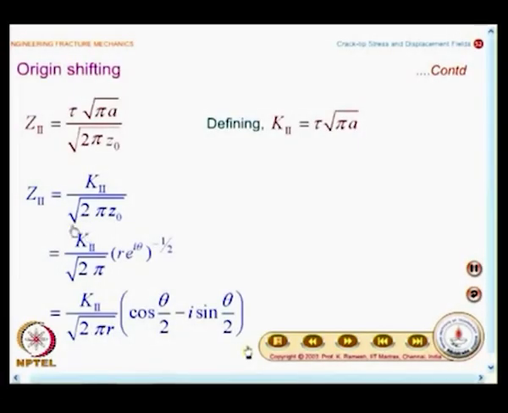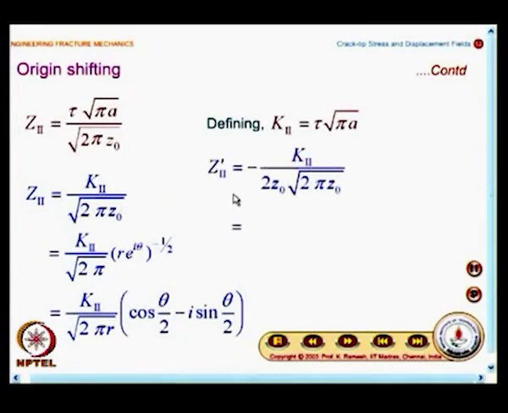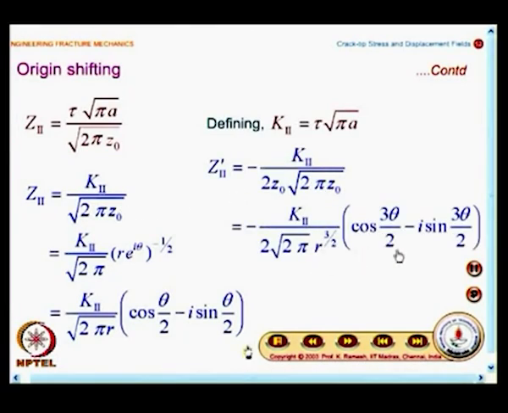So, for us to find out the stress field, I need to have Z2 as well as Z2 prime, and Z2 prime turns out to be like this: minus of K2 divided by 2 root of 2 pi r power 3 by 2 multiplied by cos 3 theta by 2 minus i sin 3 theta by 2.